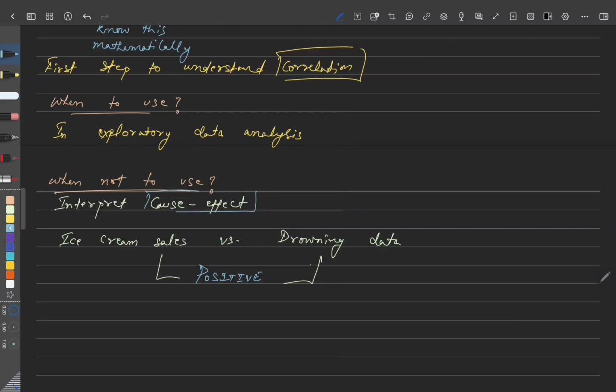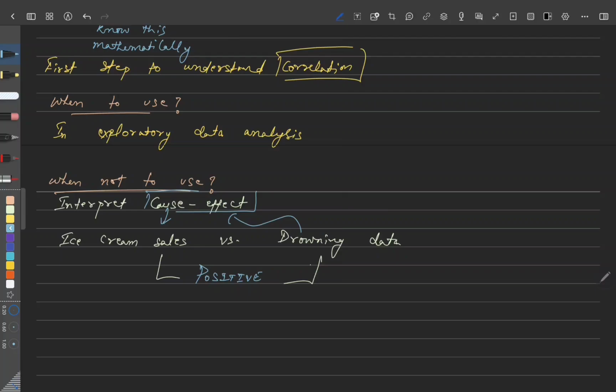That people eating more ice cream is causing people to drown, which is the effect. Okay, all right. So this is an incorrect assumption, or an incorrect interpretation.